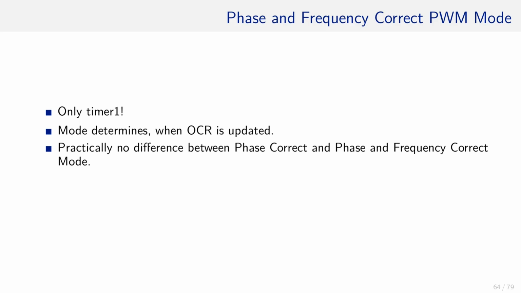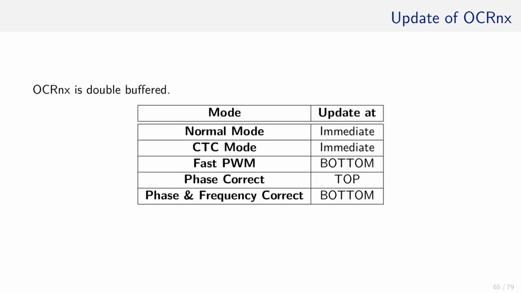While this mode is practically the same compared to the phase correct PWM mode, it differs only in a specific scenario, and that is when top is set manually using OCRnA. Let's see when OCR is updated in the various modes. At the beginning of this chapter, we said that OCR is double buffered, which means that the value that a program stores in this register might not be updated immediately, but at specific events.